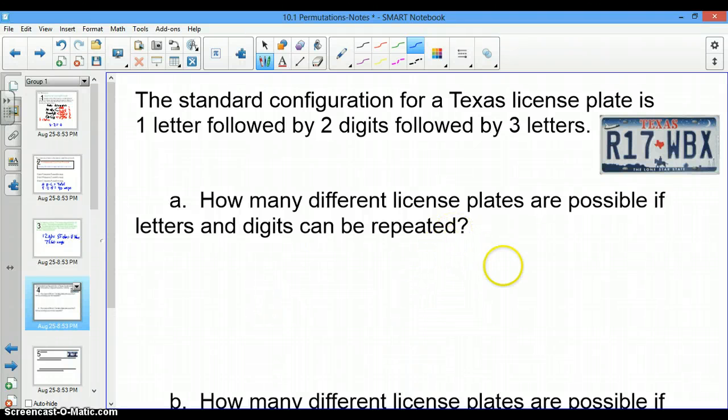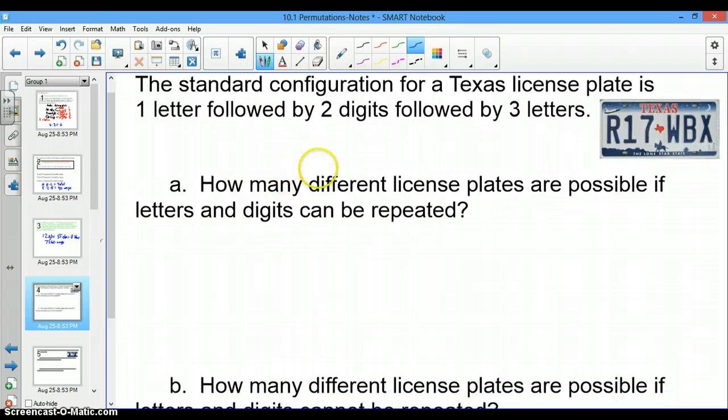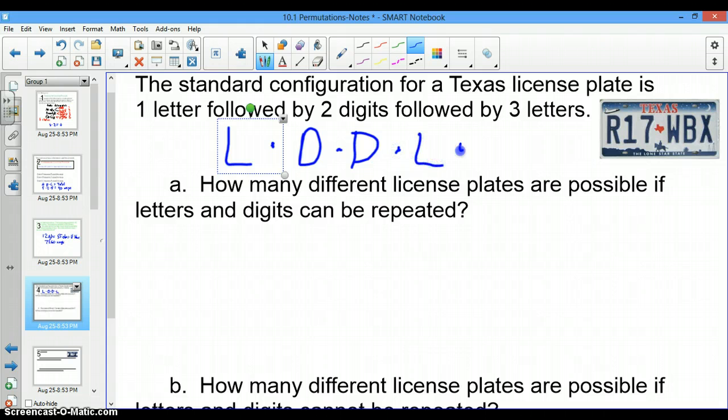Now, something a lot of people don't think about is that this can be seen in a lot of different states with the way they use their license plates. For instance, the standard configuration for a Texas license plate is one letter followed by 2 digits, then followed by 3 letters. So if we think about it, we have a letter, then a digit, a number, and 2 digits, and then 3 letters. So that's how a Texas license plate would be arranged: a letter, 2 numbers, and then 3 letters.